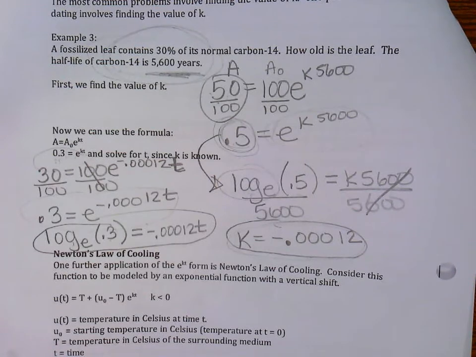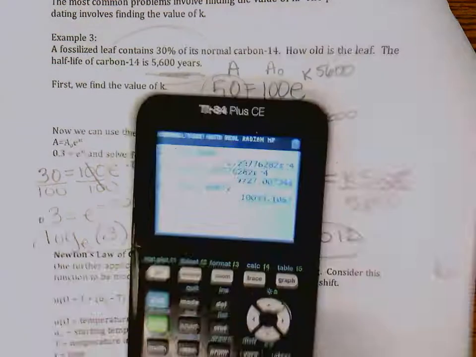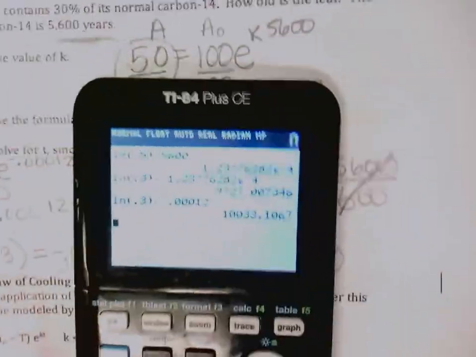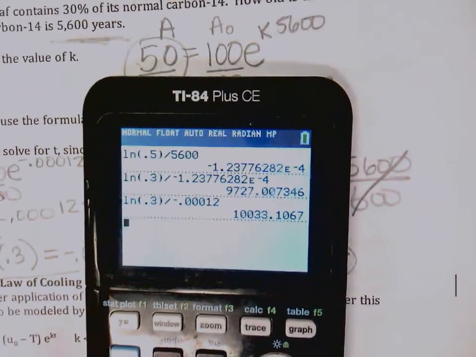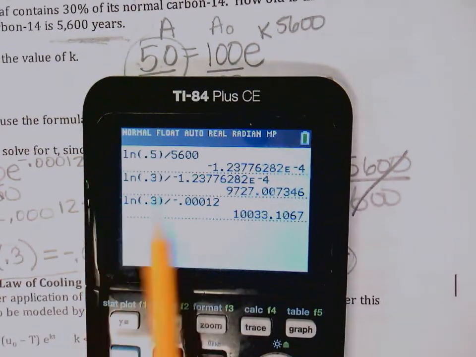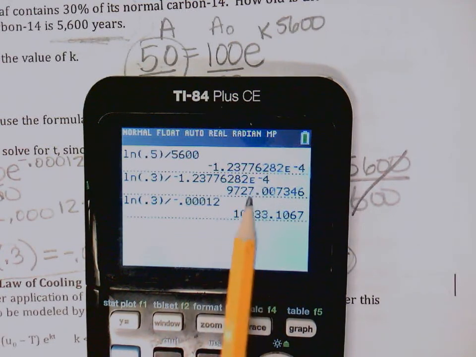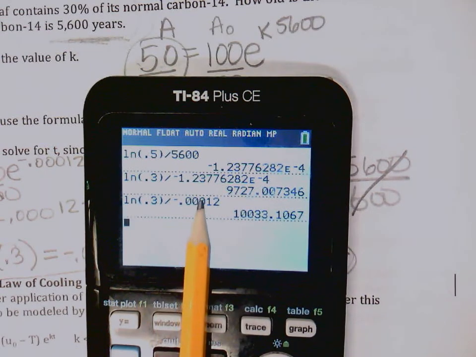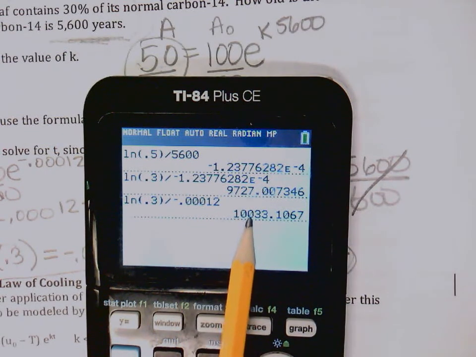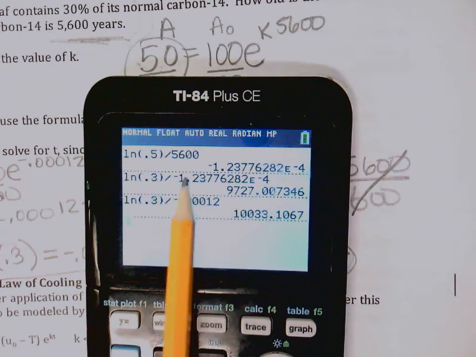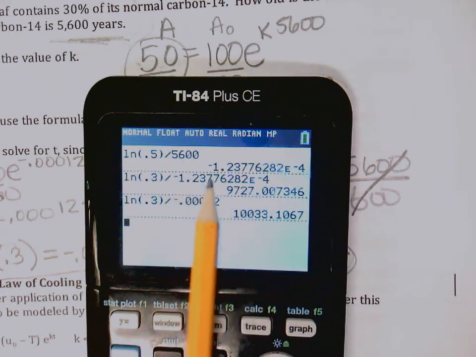Let's see how different we come out if we do the rounded one. What did I say? Negative 0.00012. It comes out by a difference of like 300 years. So when I took the natural log of 0.3 and divided by all the decimals, I got that the leaf was 9,700 years old. When I used the rounded value, I got that the leaf was over 10,000 years old. So I would try to use the full value of all the decimals to be the most accurate.